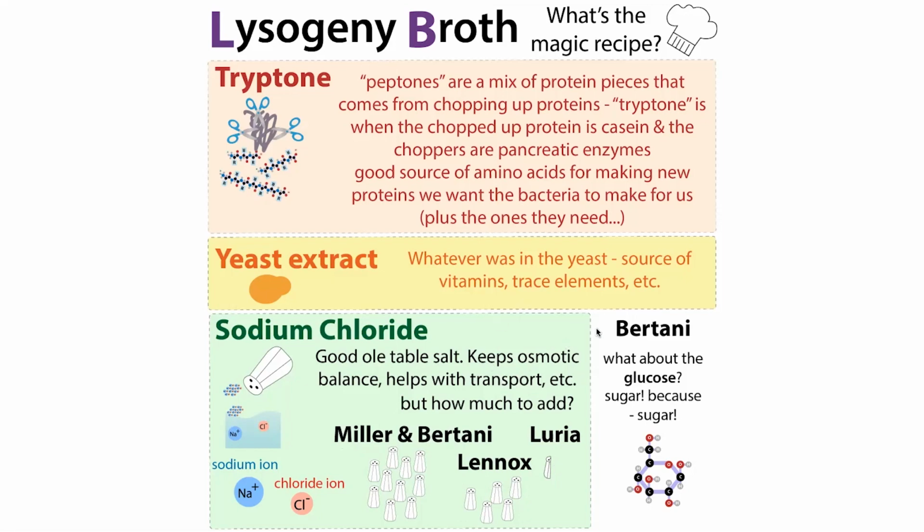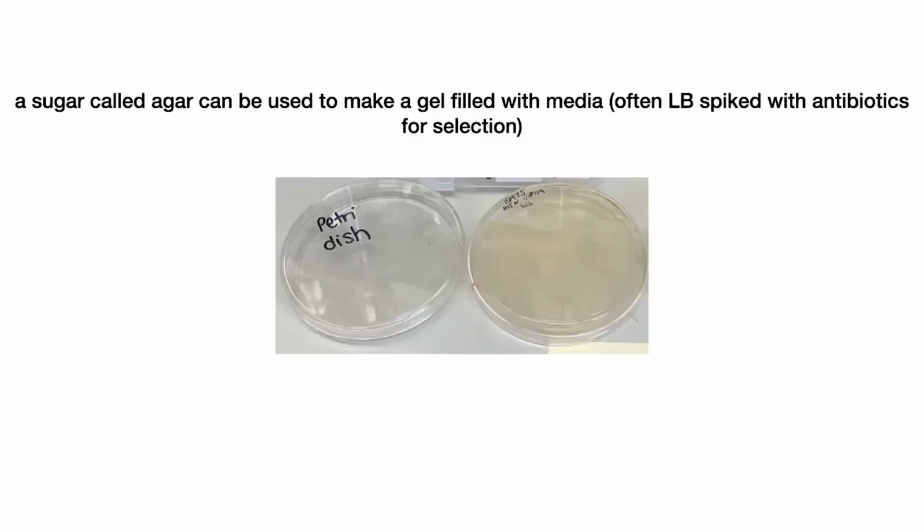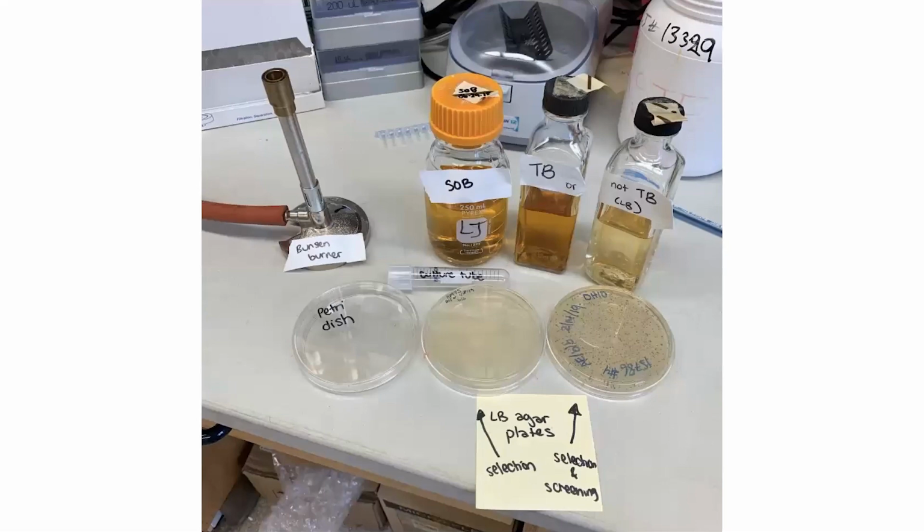Now, Bertani's recipe, he also included glucose, so just your good old blood sugar. And so, well, it's just a source of energy and things like this, but not all the recipes are going to use glucose. So LB is going to be your main media, and we'll talk about some other alternatives for different purposes. But first, I want to just mention that we can use this media in various forms.